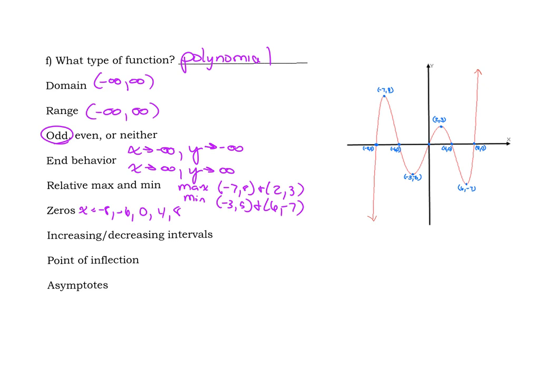Okay, my increasing intervals. I'm increasing from negative infinity up to -7. I'm increasing from -3 up to 2. And I'm increasing from 6 to infinity. I'm decreasing from -7 to -3. I'm decreasing from 2 to 6. I'm not going to worry so much now about the points of inflection, and there are no asymptotes.